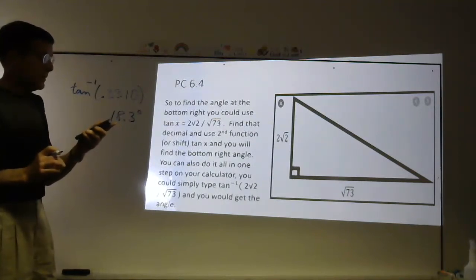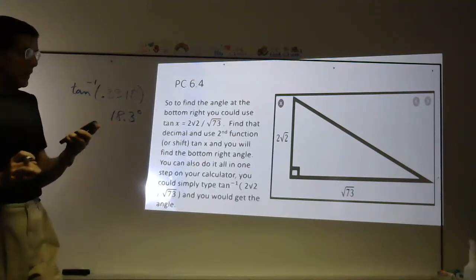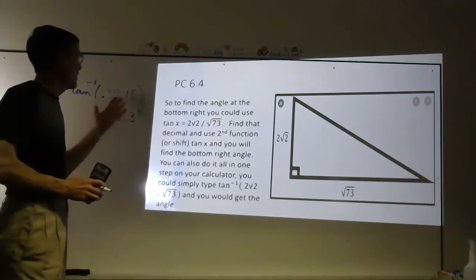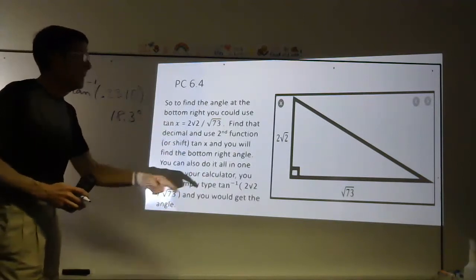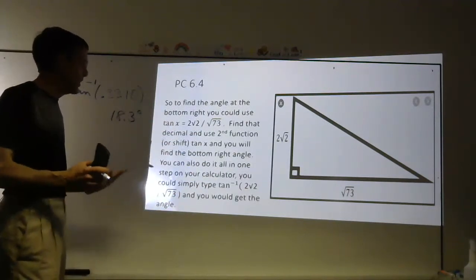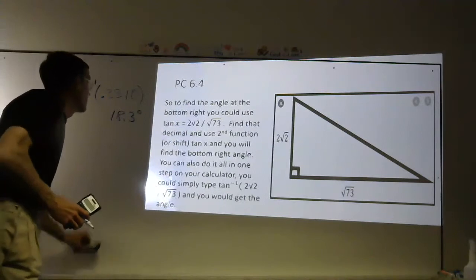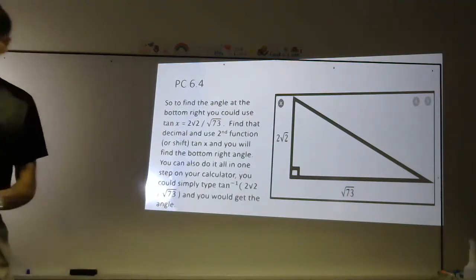And I get something different. Aha! What did I mess up? Tangent is 2 root 2 divided by, I must have forgotten to do the square root of, oh yes, I see what it is. I misplaced a parentheses, heaven's sakes, but it does work. You can do it either way. You can find a decimal first and then do it like I did, or you can punch that in, making sure to use parentheses correctly. I did not. And punch that into the parentheses, and you'll get exactly the same angle. Okay.